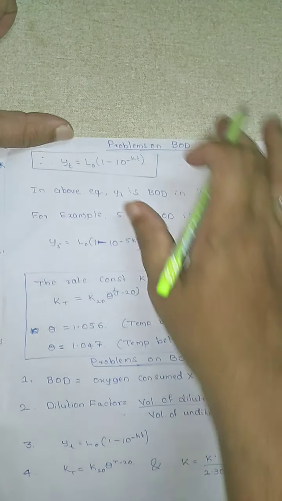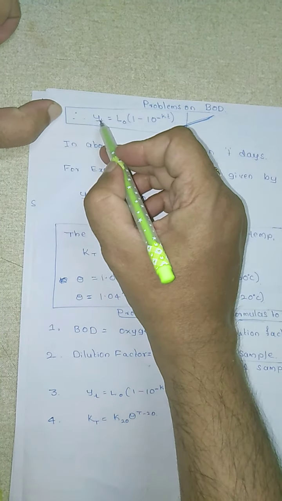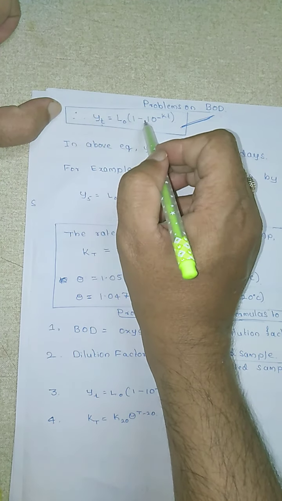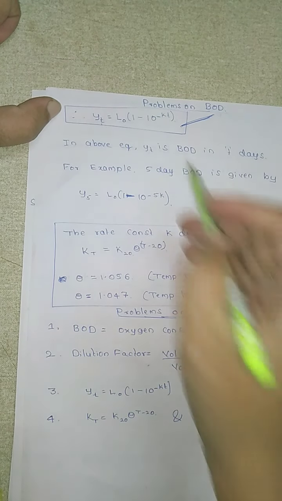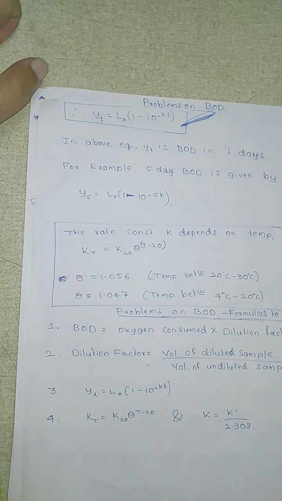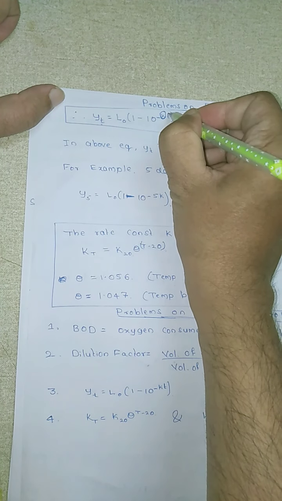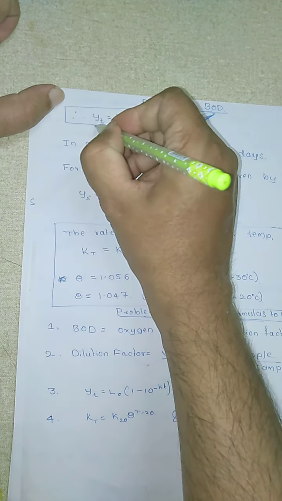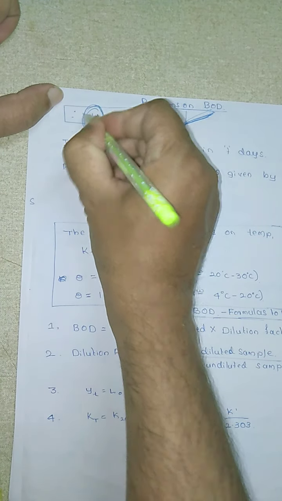Now, the BOD at any point or after time t will be given by this particular formula, that is BOD at any time t, yt is equal to L naught into 1 minus 10 to the power minus kt. This is the formula that we will be utilizing when we solve problems, where k is the rate constant, t is the time in days, L naught is the ultimate BOD, and yt is the BOD at any given time.